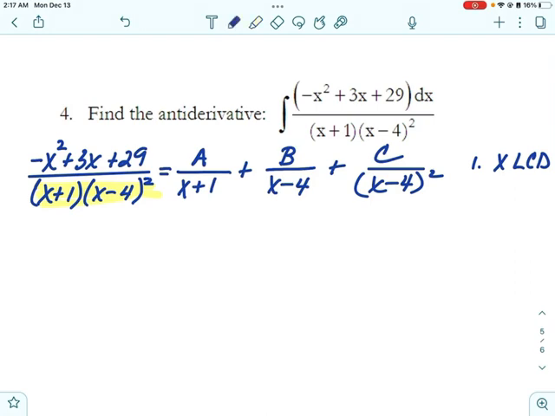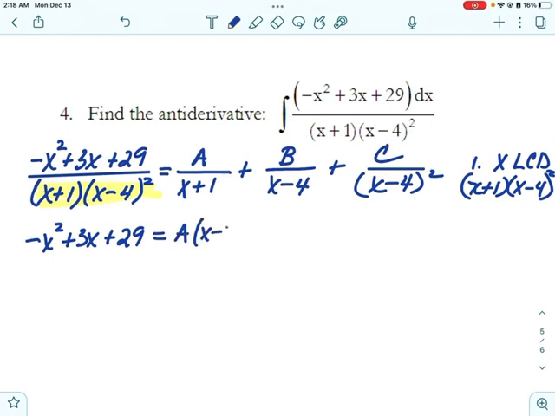So when we do, then we're going to get negative x squared plus 3x plus 29 is equal to, now you got to be careful when you do this. Remember, you're multiplying by the LCD. Everything gets multiplied. Each term gets multiplied by x plus 1 times x minus 4 squared. So what you're going to get then is a times x minus 4 squared plus b times x plus 1 times that extra x minus 4 plus c times x plus 1, because both of the x minus 4's cancel.